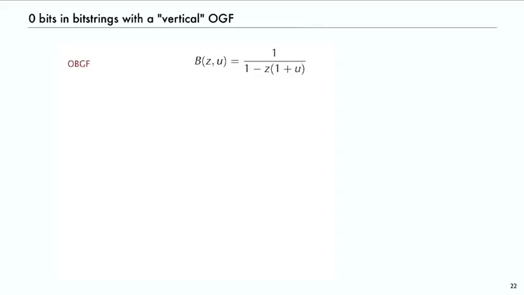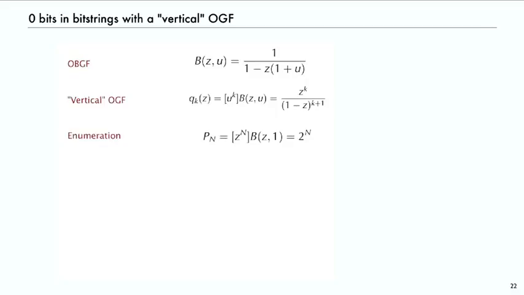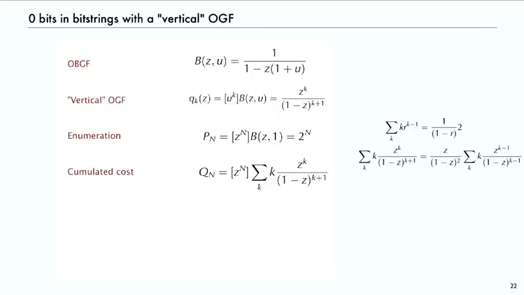This is not the way to determine the average number of 0 bits in a binary string, but in some mechanical ways you might do it, and it illustrates the idea. So if we pull out the coefficient of u to the k, we get the vertical generating function. In this case, it's z to the k over (1 minus z) to the k plus 1. Then we enumerate the same way as before to get the 2 to the n, but the cumulated cost is the coefficient of z to the n in the sum over k of k times the vertical OGF. And that's a familiar geometric series with an extra factor.